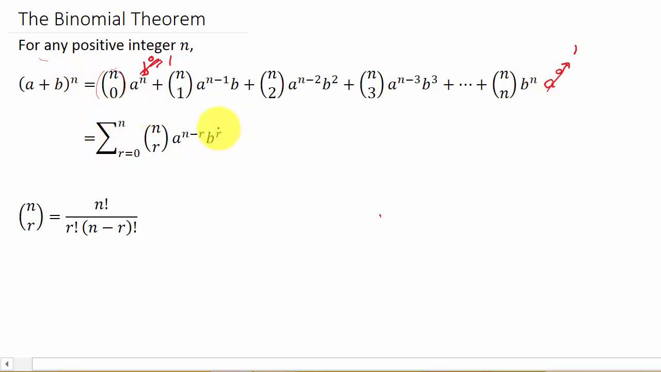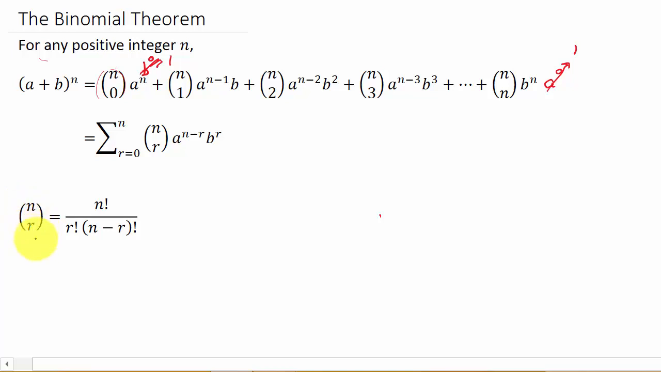And this is just a more compact way to look at it. It's the summation r equals 0 to n, combination n choose r, a to the n minus r, b to the r.